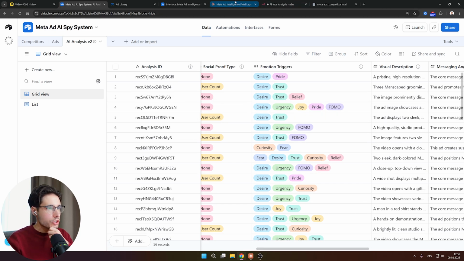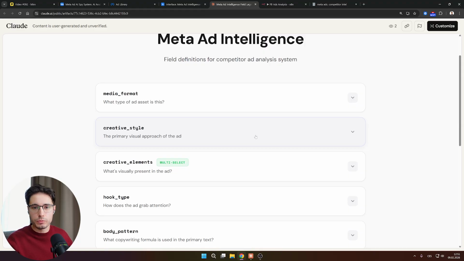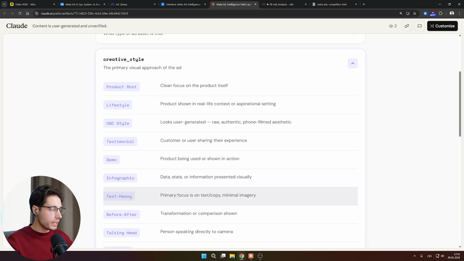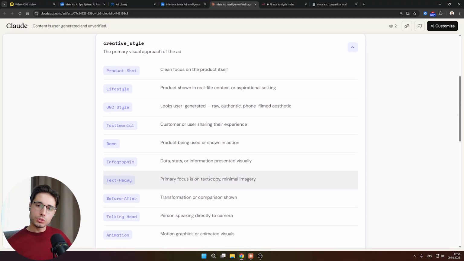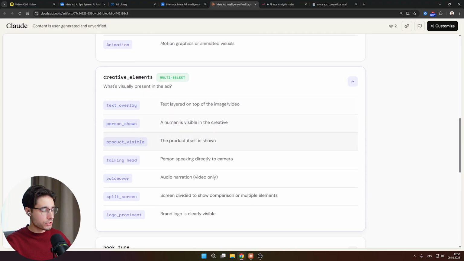So I created a little cheat sheet right here that helps us understand what we are looking at when the AI is actually analyzing the ad. So for example, when we have the creative style, it can be a product shot, it can be lifestyle, UGC, demo, infographic, and AI then uses this to analyze every single ad and basically tag it and understand the patterns, right? Because once we do this for the creative style, we do it for the creative elements, whether there is text overlay, person shown, products visible, talking head.